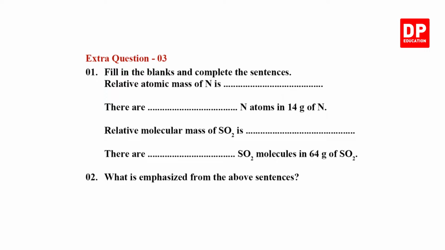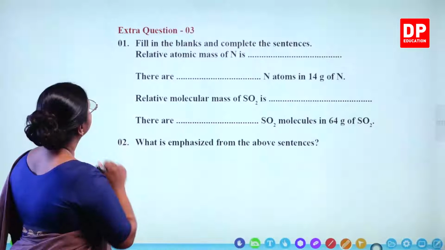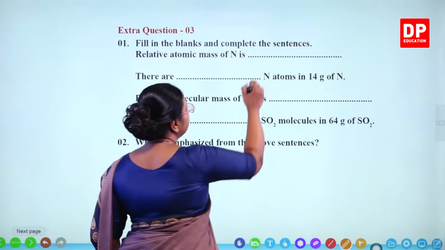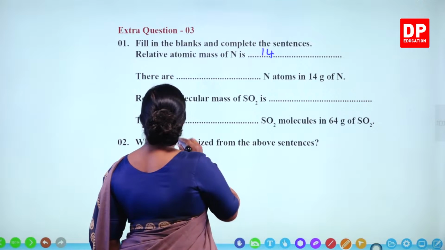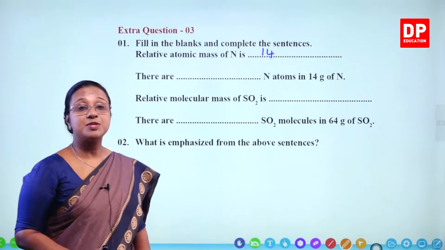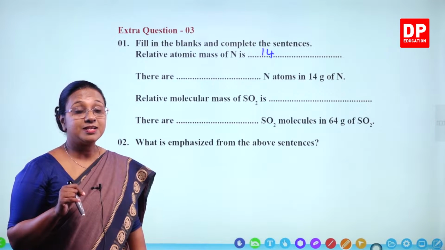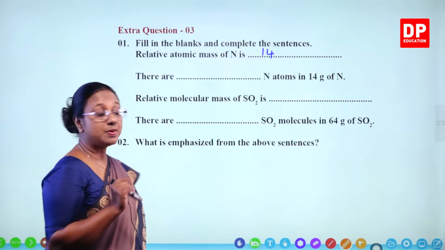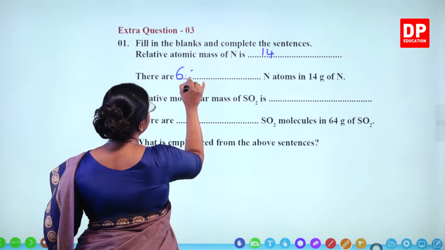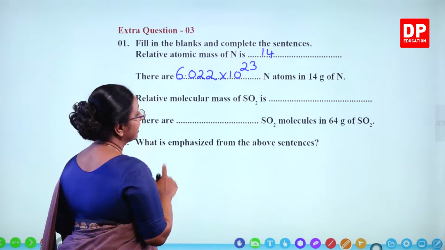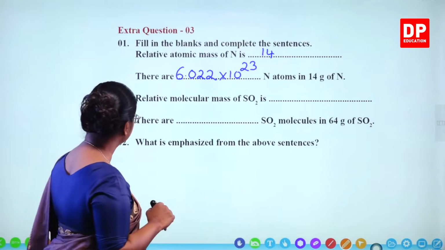Extra question 3. Fill in the blanks and complete the sentences. So, relative atomic mass of nitrogen is what? You all know it is 14. There are blank nitrogen atoms in 14 grams of nitrogen. How many nitrogen atoms are there? When you take 14 grams, there will be Avogadro number. What is that? 6.022 into 10 to the power of 23 nitrogen atoms in 14 grams of nitrogen.